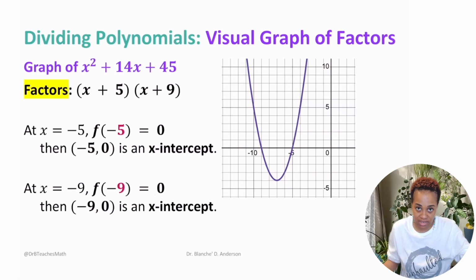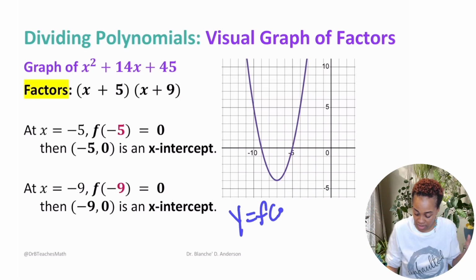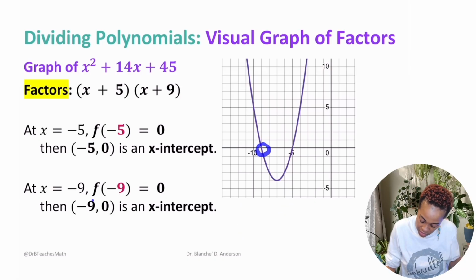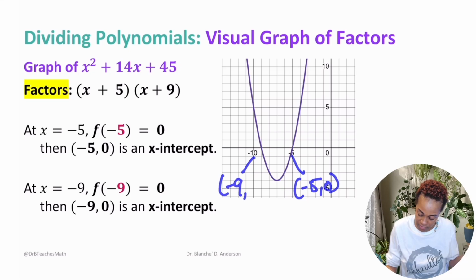So that means when x is -9, f of x, which is the same thing as y, remember y is the same thing as f of x. When you're talking about functions, you just write it this way, okay? You get -9, which is right here, right next to the 10. So this is the point -5, 0. This is the point -9, 0.